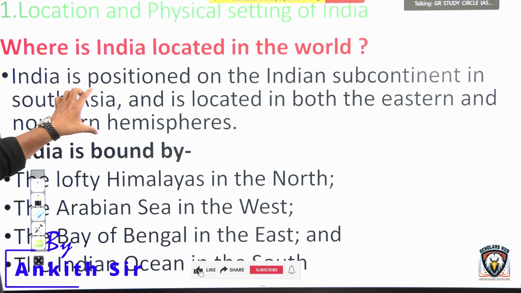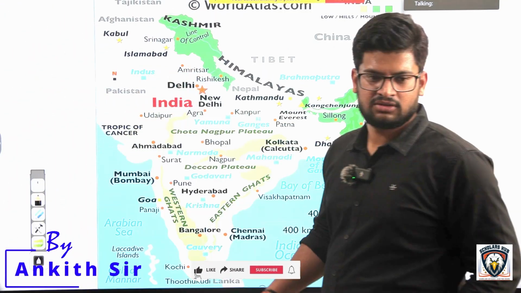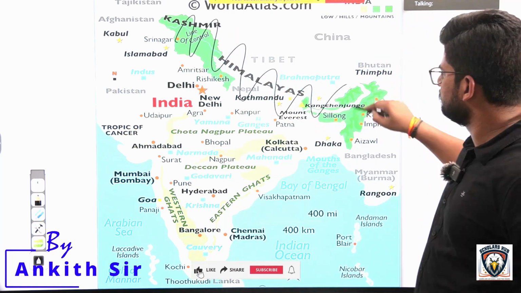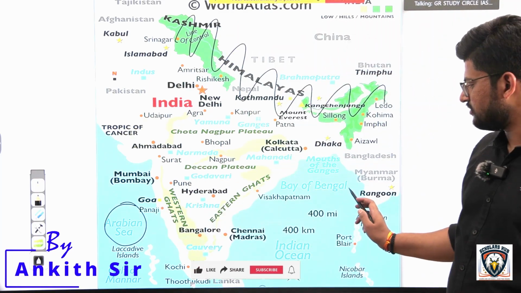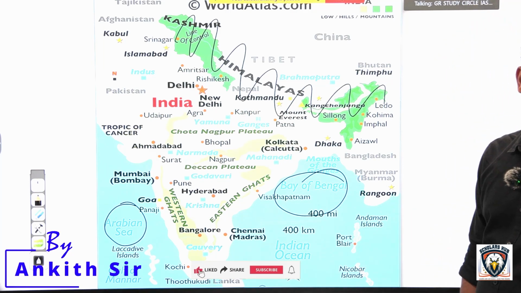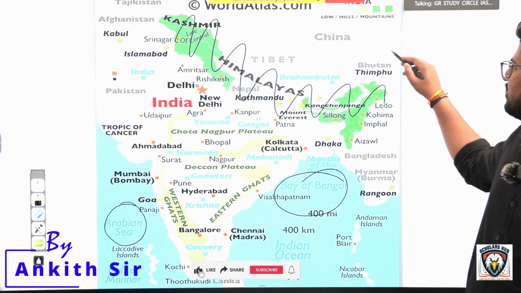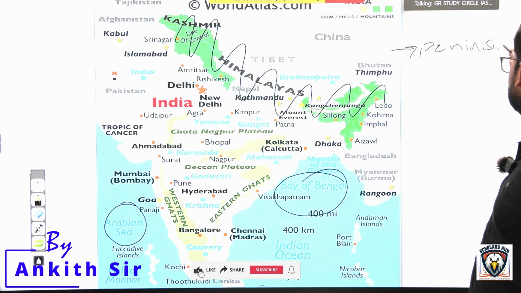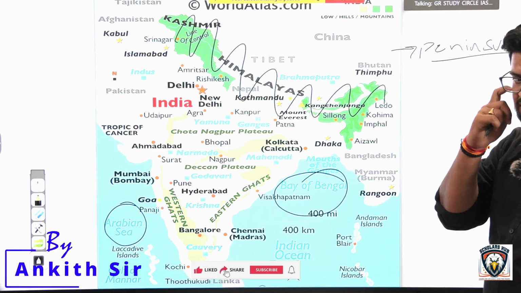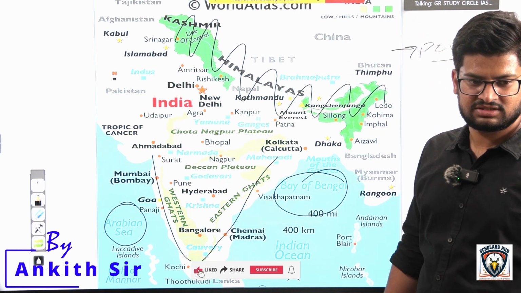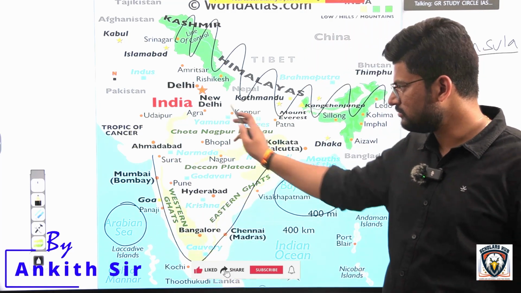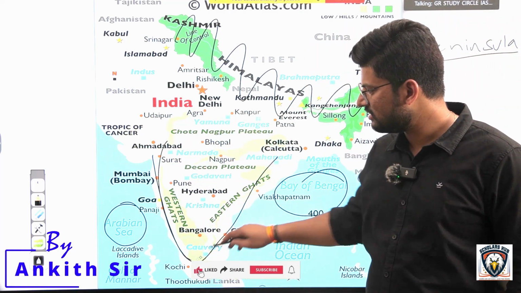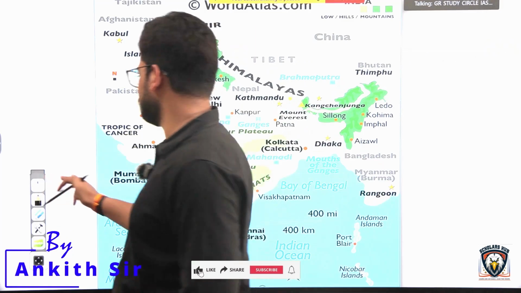If you look at the map of India, you can notice that in the northern part of India you can find the Himalayas, on the western side you find the Arabian Sea, on the east side you have the Bay of Bengal, and in the south you have the Indian Ocean. So India is called a peninsula. Why? Because the southern region is a proper peninsula. It is covered by water on three sides and land on one side. That's why it is called the peninsular plateau. So this is about the boundaries of India.